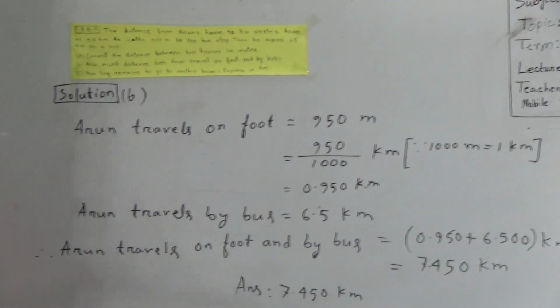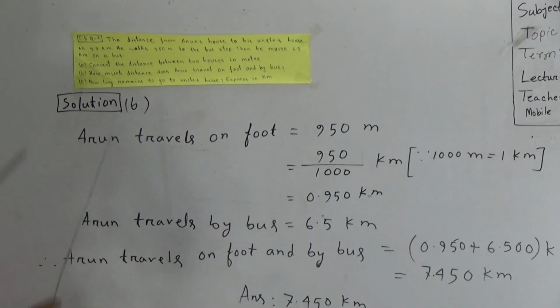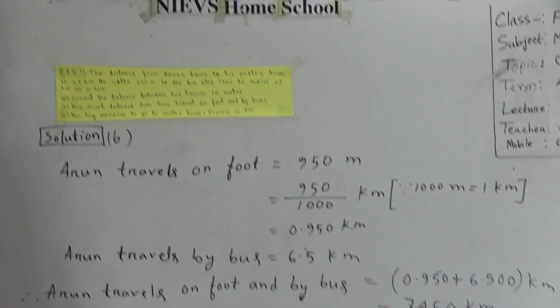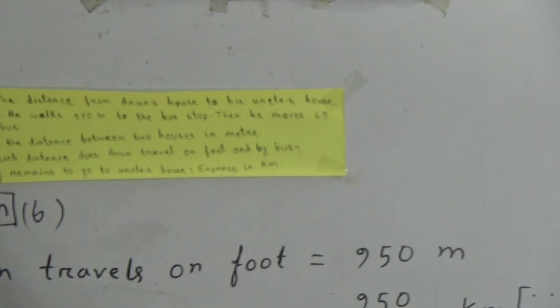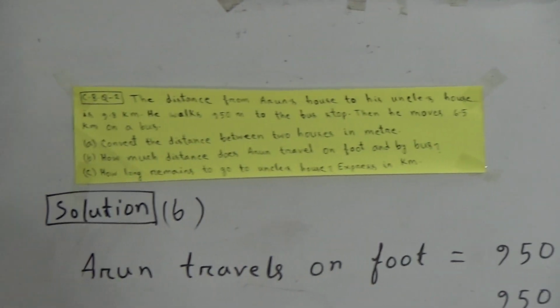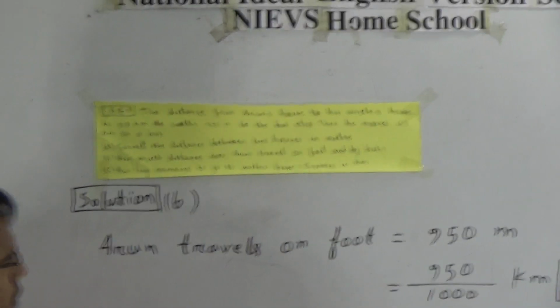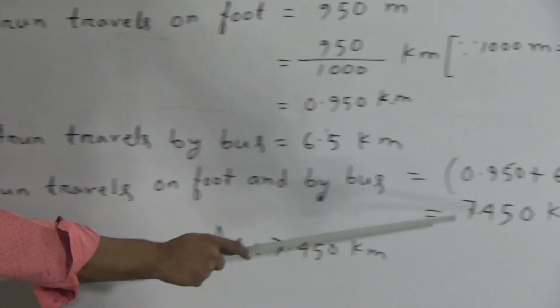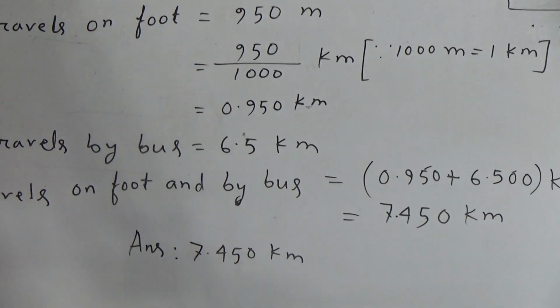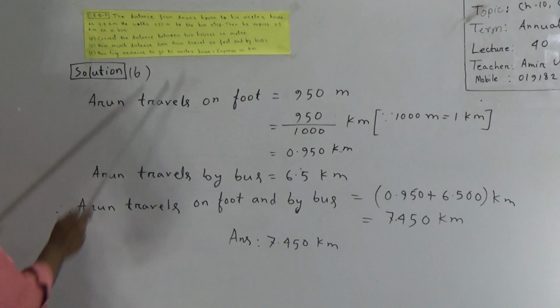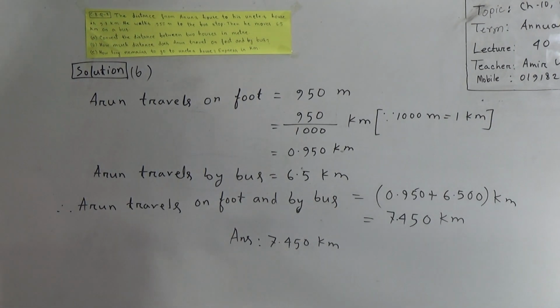Now we will solve C number. Here the question is, how long remains to go to uncle's house, expressed in kilometer. Here total distance is 9.8 kilometer, and Arun travels on foot and by bus 7.450 kilometer. If we subtract this 7.450 from 9.8, then we can get how long remains to go to uncle's house.